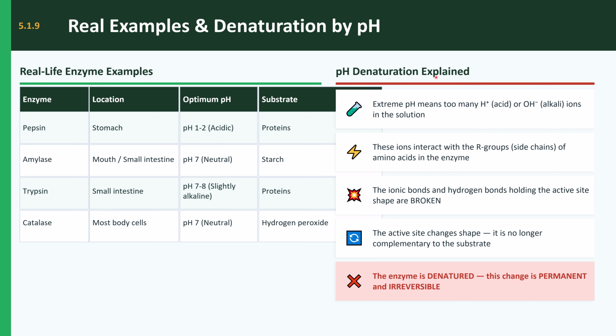So, pH denaturation explained. Extreme pH means too many H positive ions, acid, or OH negative ions, alkali, in the solution. These ions interact with the R group side chains of amino acids in the enzymes. The ionic bonds and hydrogen bonds holding the active site shape are broken. The active site changes shape. It is no longer complementary to the substrate. So the enzyme is denatured. This change is permanent and irreversible.